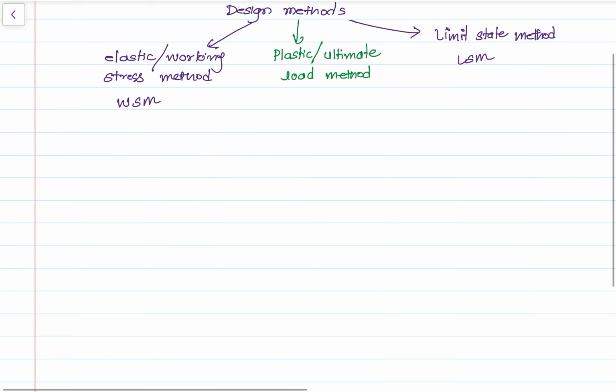Let me start with the elastic method, or the working stress method, which I'll mark as WSM. The working stress method is totally based upon the elastic theory. Remember, it is assumed that the steel bar has a linear relationship between stress and strain, and this is the elastic theory.